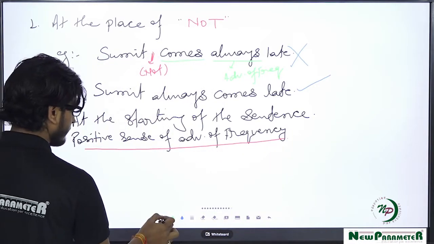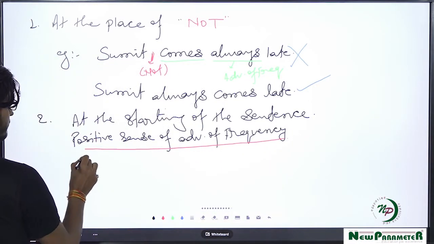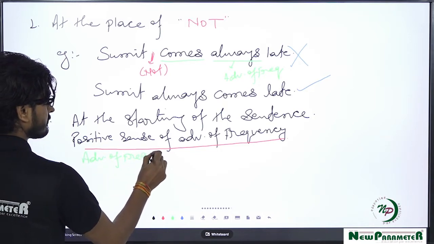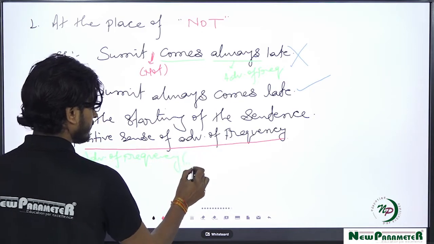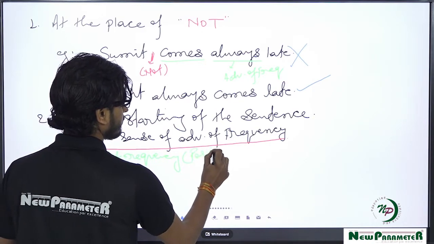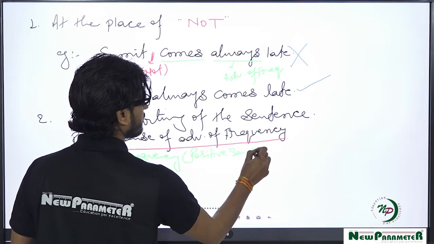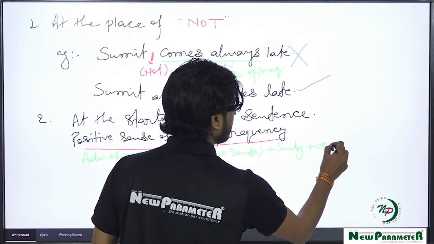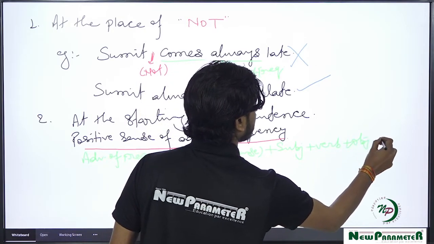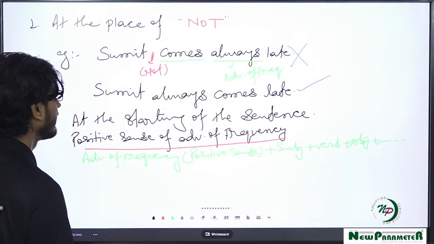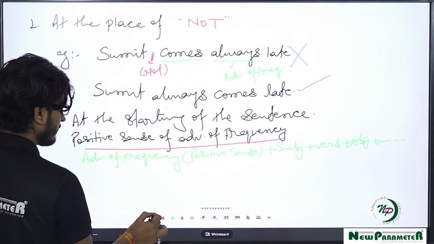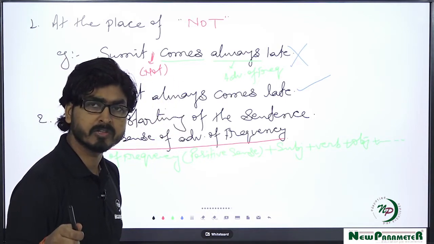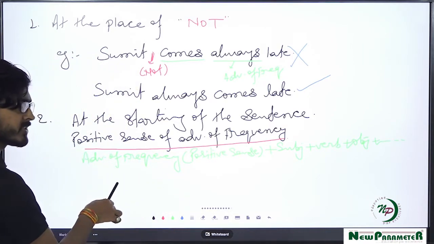The structure is adverb of frequency of positive sense. Then we have to use a subject, then verb, then object, etc. I mean, if in this sentence I have to use always at the starting of the sentence, as we know, always gives you what? Positive sense. So we must put always at the starting of the sentence.